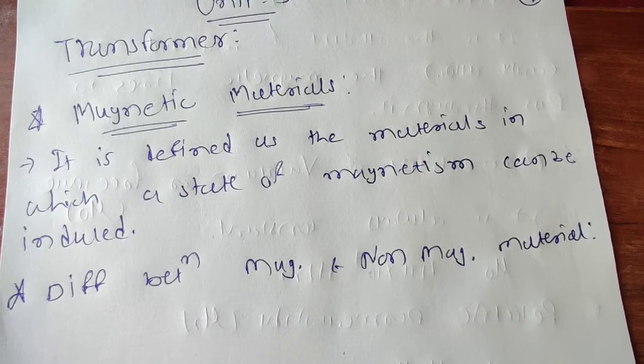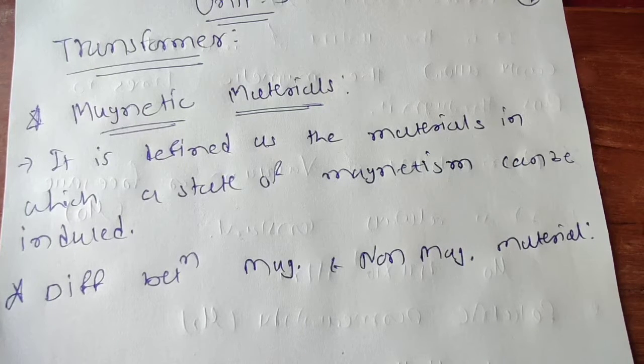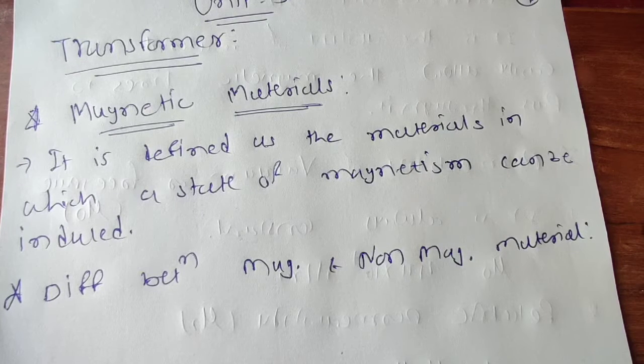Now these dipoles line up in parallel with the MMF, and when we remove the exciting MMF, many of the dipoles may remain aligned in the direction of the external field, and this material exhibits a property that is called permanent magnetism. Now this is all about magnetic and non-magnetic material.